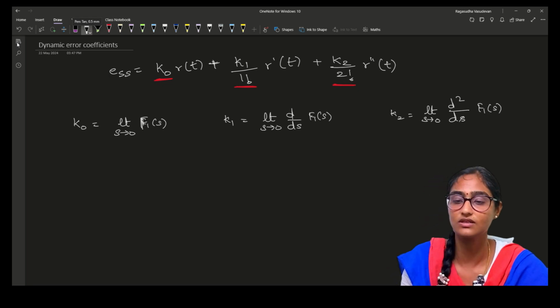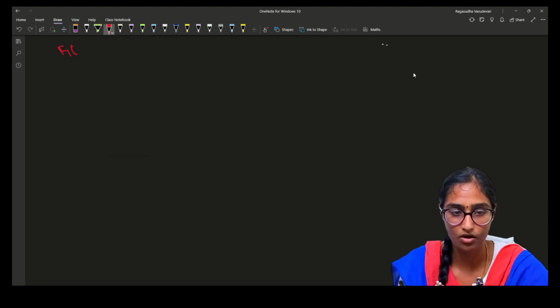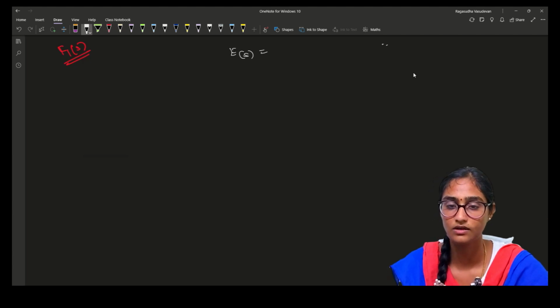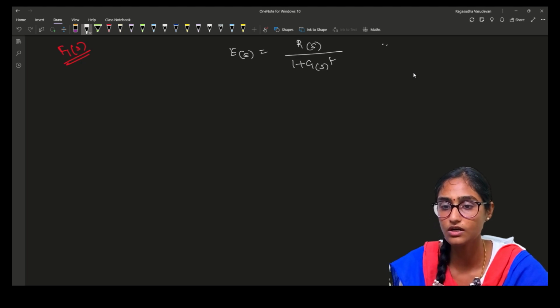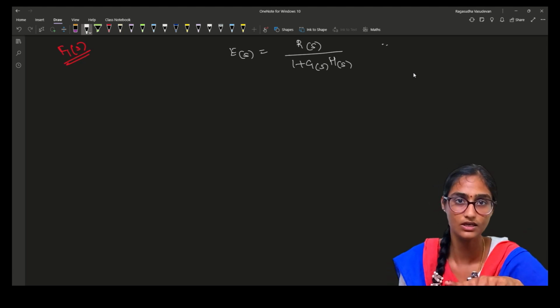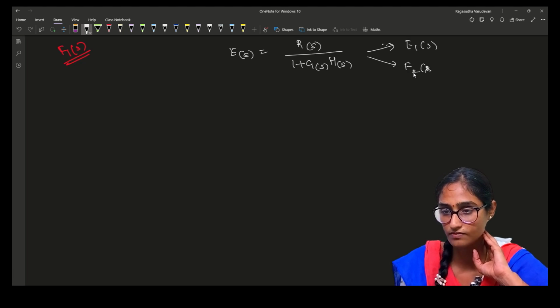Okay, what is this f1 of s? So we are going to understand what f1 of s is with this. So where does this start? The error term E of s is equal to R of s divided by 1 plus G of s H of s for a negative feedback closed loop system. This is the error term, right? So we are going to split that into two. One will be f1 of s and the other term will be f2 of s.